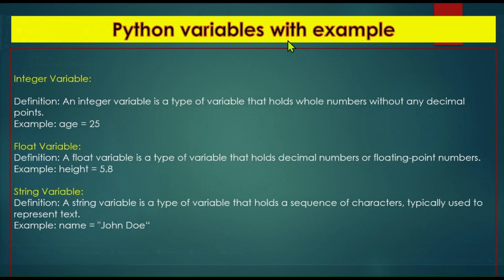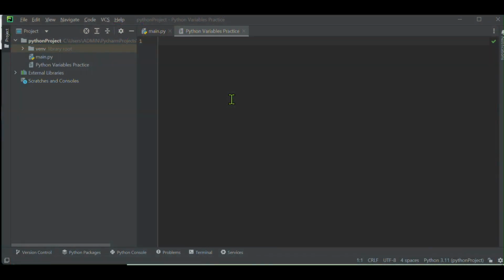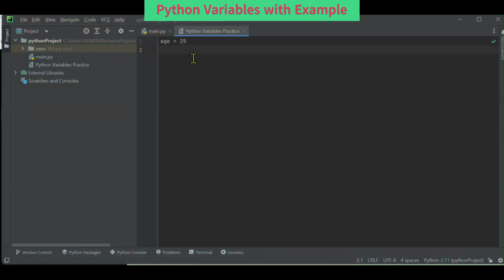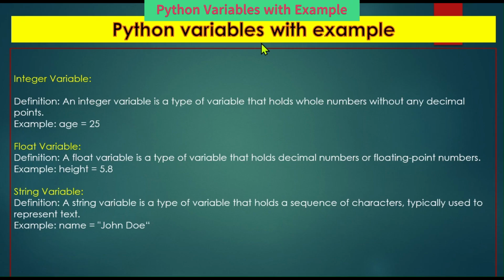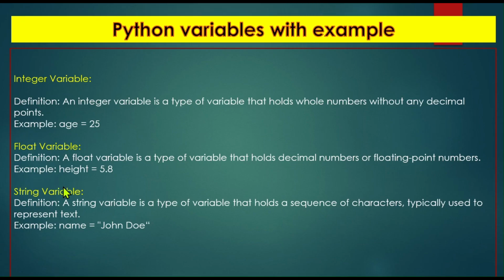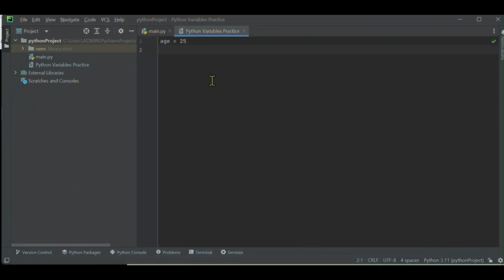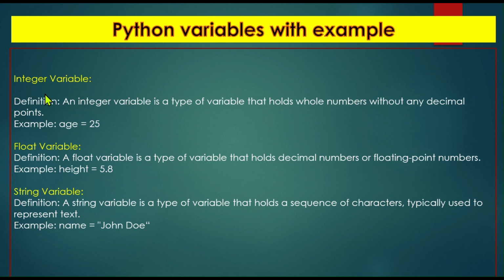Integer variable. Definition: an integer variable is a type of variable that holds whole numbers without any decimal points. Example: age = 25. Float variable. Definition: a float variable is a type of variable that holds decimal numbers or floating point numbers. Example: height = 5.8.